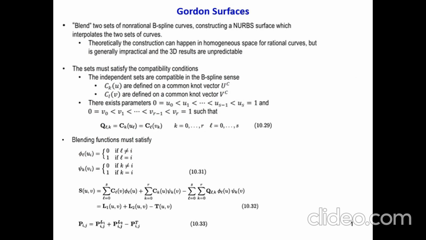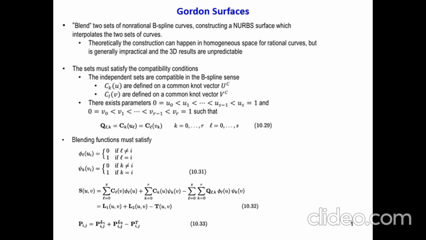Hi, my name's Mark, and I'll be talking about Gordon surfaces. So the main idea behind Gordon surfaces is that we want to take two non-rational B-spline curves, and we want to be able to combine these into a new NURBS surface. And while we can theoretically have this happen with rational curves in the homogeneous space, it's generally impractical to do this, and the 3D results end up being unpredictable.